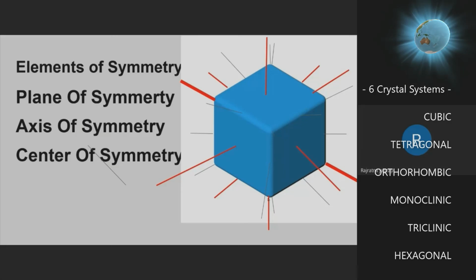So this is how we find how many planes of symmetry are there in a particular crystal, how many axes of symmetry are there in a particular crystal, and then group that crystal into a particular system and check whether a center of symmetry is present or not. So these are the three approaches to study crystals, that is called elements of symmetry: planes of symmetry, axes of symmetry, center of symmetry.